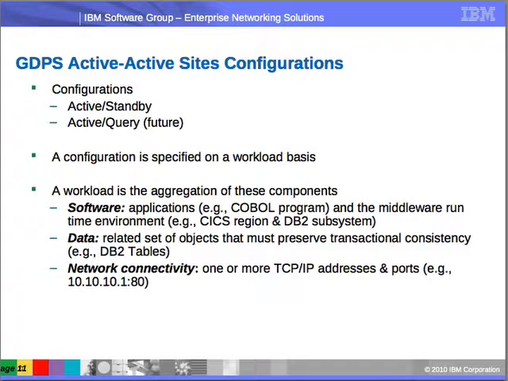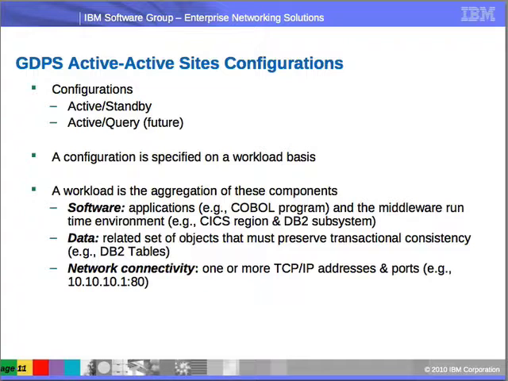But the key thing here is a configuration is specified on a workload basis. So with disk-based replication, it's an all or nothing thing. You recover all the data in a site, and you recover it to a remote site. With active site, on a workload by workload basis, you identify which workloads you want continuous availability for, and we will only replicate the data for that workload over to the other side. So what is a workload? It's made up of three components.